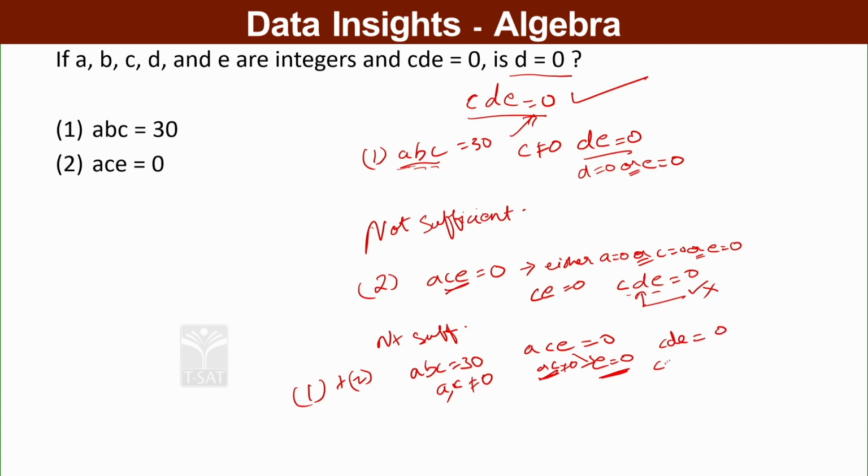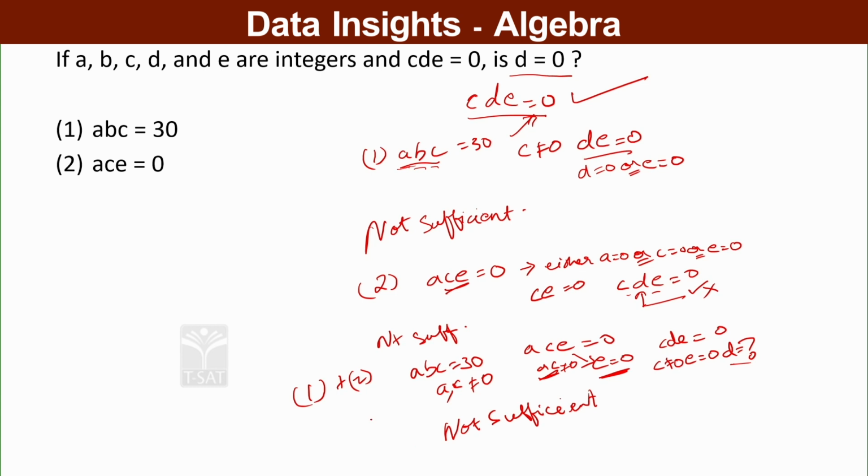Now again looking at the initial piece of information given, CDE is equal to 0. So we know that C is not equal to 0, E is equal to 0, and we still cannot say whether or not D is equal to 0. We cannot deduce that for sure. So together they are also not sufficient.